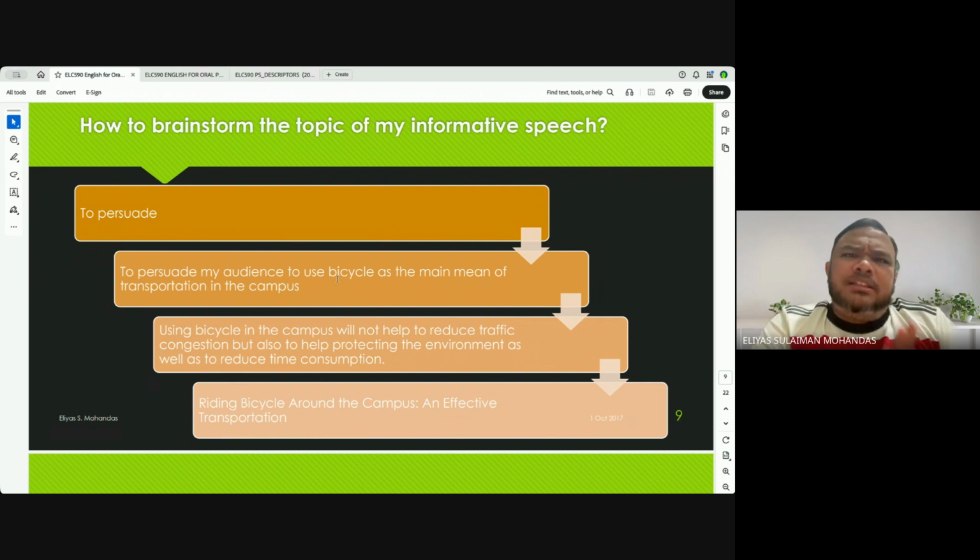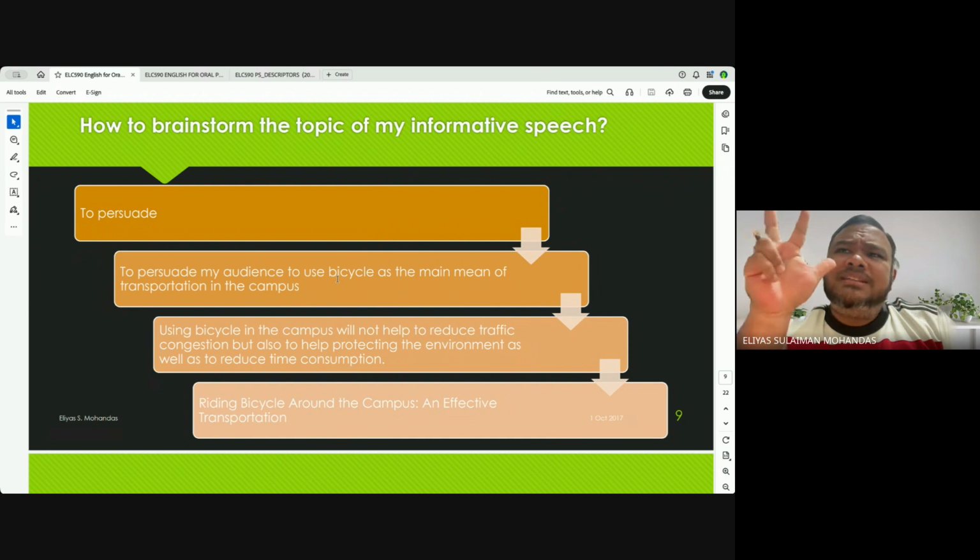So let's talk about central idea. I've talked about this so many times. Central idea is a sentence that tells the audience the three main points that you're going to deliver in your speech. So let us look at the sample given here. Using bicycle in the campus will not only help to reduce traffic congestion, number one, but also to help protect the environment, number two, as well as to reduce time consumption, number three.